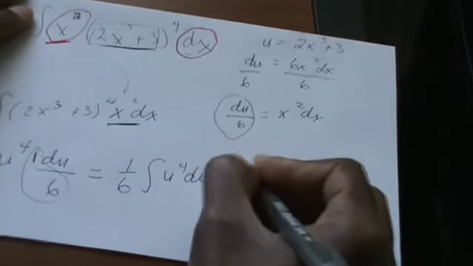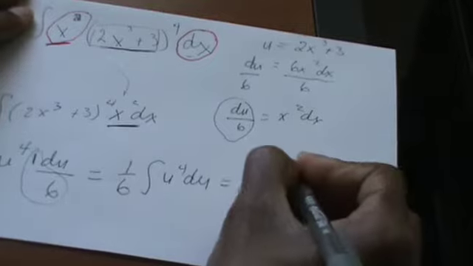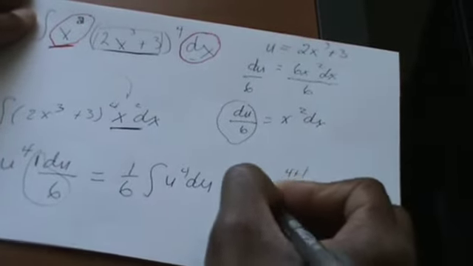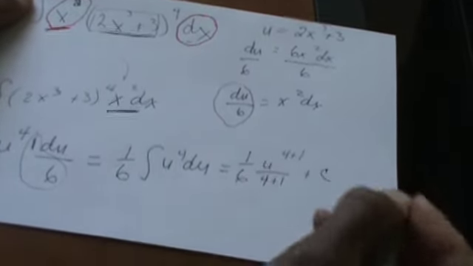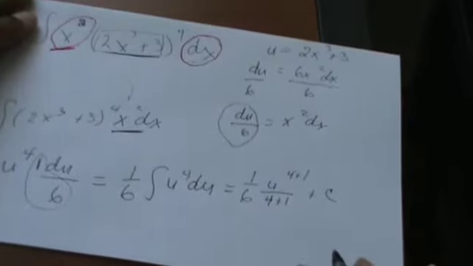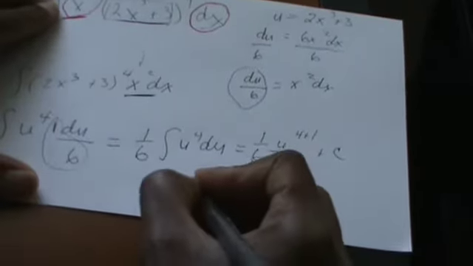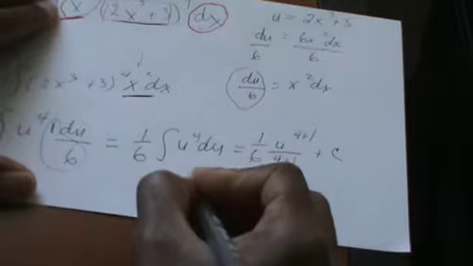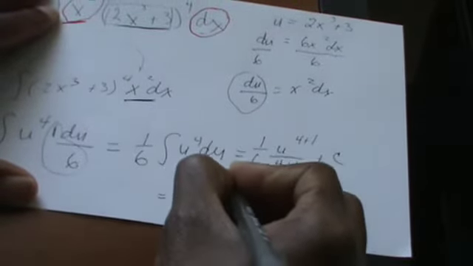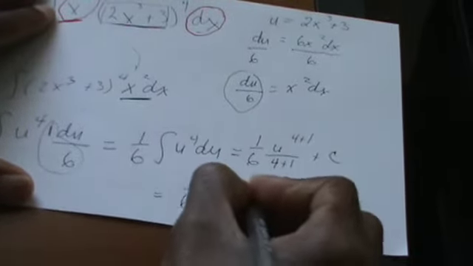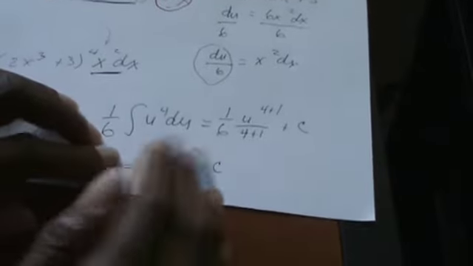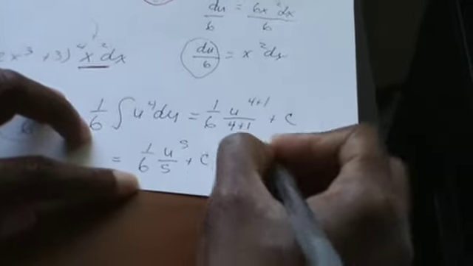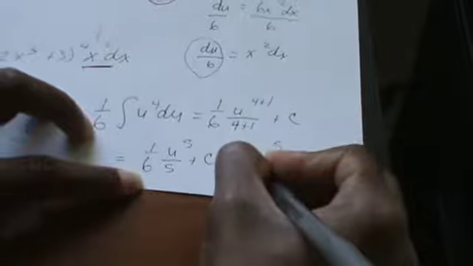So this equals 1 over 6 times u to the 4 plus 1 divided by 4 plus 1, plus c, which equals 1/6 times u to the 5th over 5 plus c. Okay, give me a second, I'll get some more paper. So this equals u to the 5th over 30 plus c.